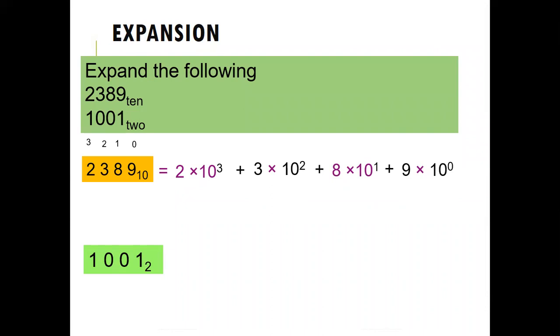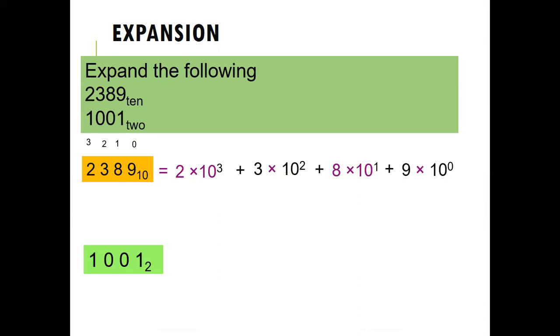So if I were to get the value of the digit 2 now, I would say 10 raised to the power of 3 means 10 times 10 times 10, which is 1,000. So the value of that digit 2 is 1,000. Okay, so this also assists you to understand the value of each digit. Now, the same thing applies in base 2, okay?